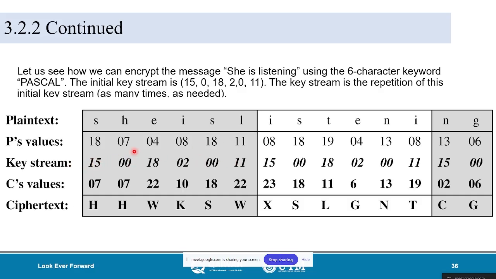This is P, A, S, C, A, L and so on. This is P and A. Now we will do the addition process over this and we will get this ciphertext. Now this is our ciphertext for 'she's listening'. It would be this ciphertext.